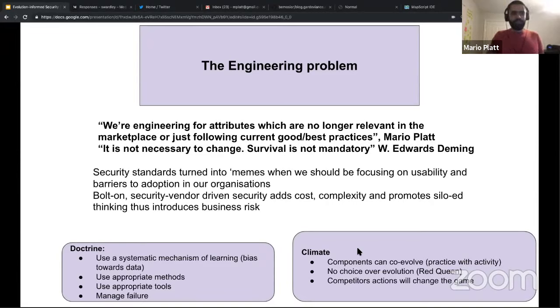And we will be talking specifically about the coevolution of components here and also the Red Queen effect, which are also two aspects of climate from Wardley mapping. So the security standards turned into memes. All those 200 security standards that exist out there, and people arguing mine is better than yours, blah, blah, blah, that you see a lot of people in security fighting for. And on the other hand, the bolt-on, security vendor-driven approach to security. So every time we want to do something securely, we go get a product to fix that problem for us.